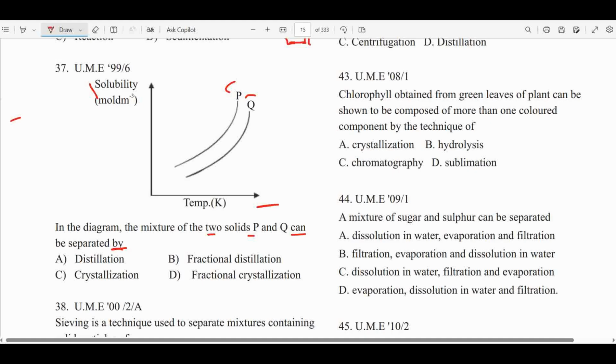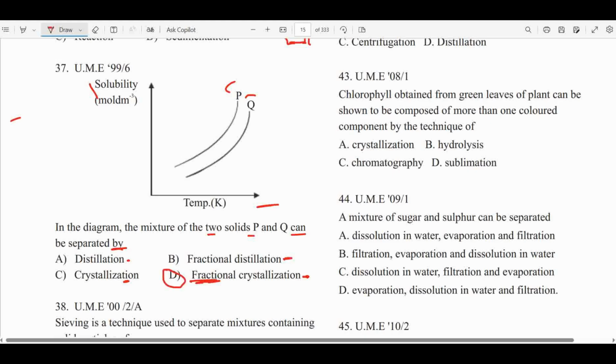In distillation, you're taking advantage of their differences in boiling point. Sorry, but in crystallization, you'll be taking advantage of their differences in solubility. I hope that is clear. Now, when you have two or more substances that have close differences in solubility, then you'll be looking at the process of fractional crystallization. So the answer to this question would be option D.